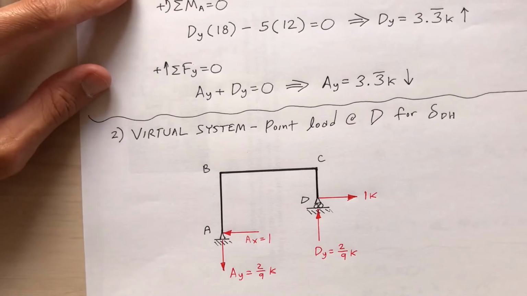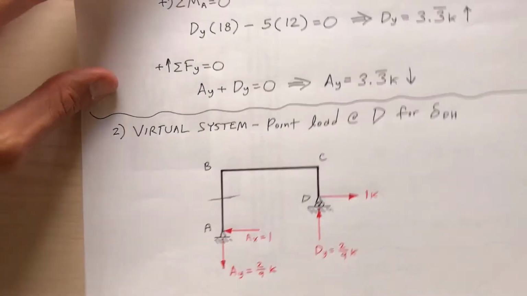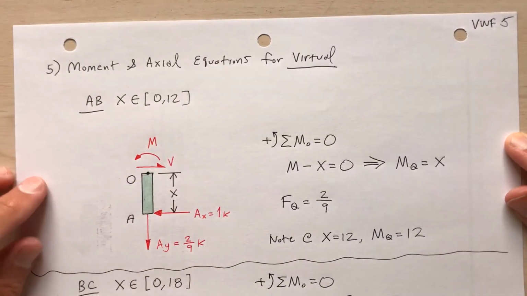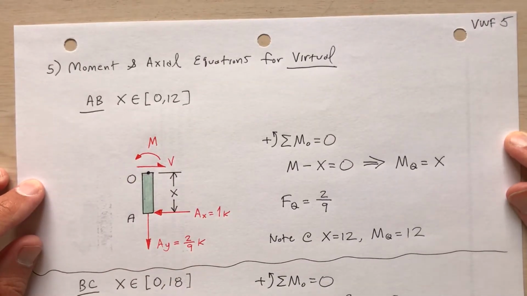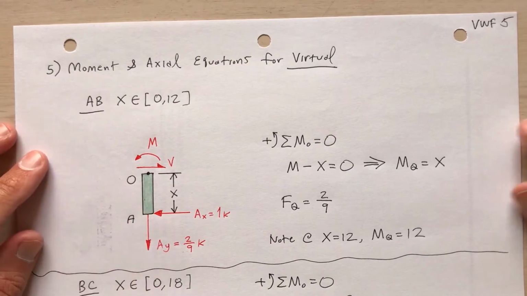Okay, so very quickly now, analyze the virtual system. Between A and B, make a cut here. That's what you see right here. A to B, X is between 0 and 12. The distance from A to B is 12 feet. Notice all the reactions I have here at A, the two reactions.